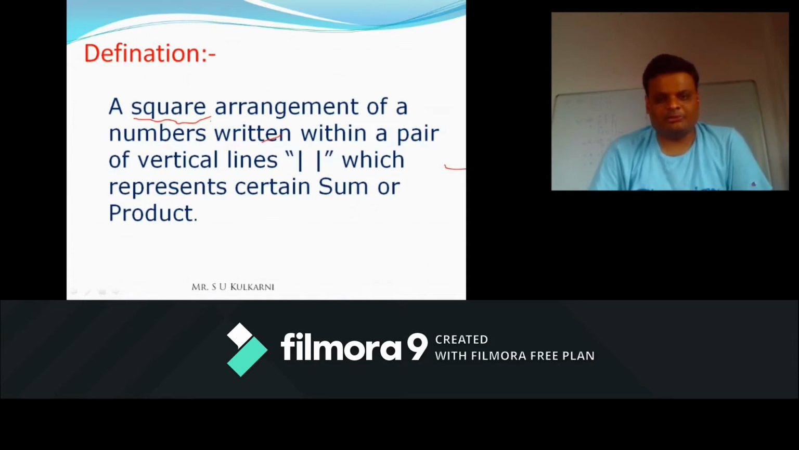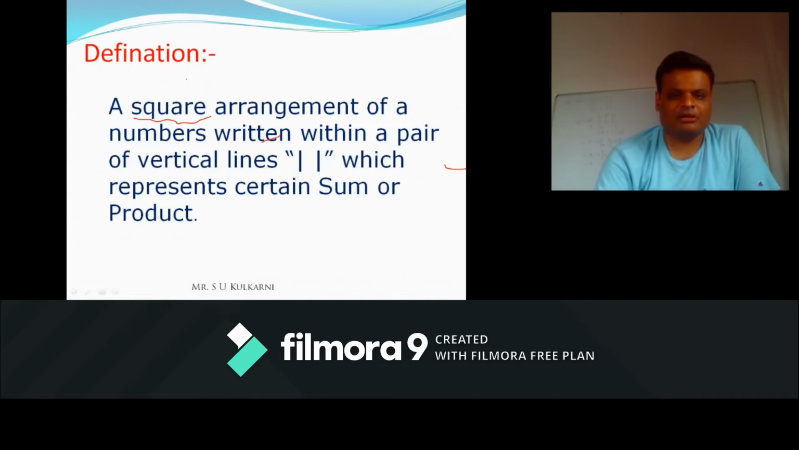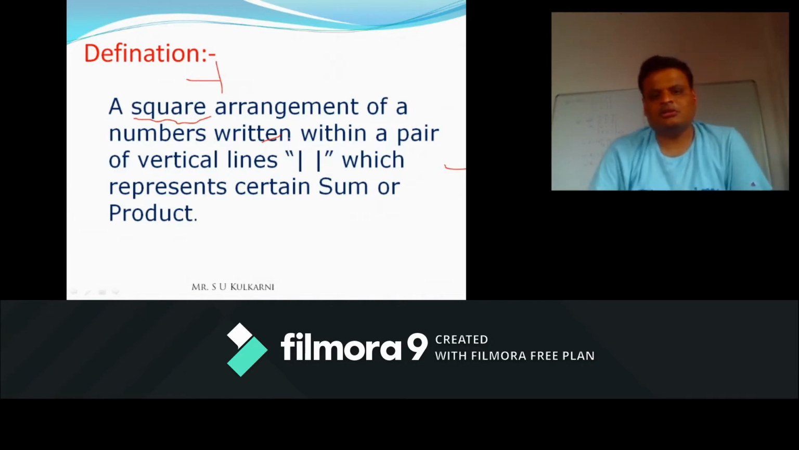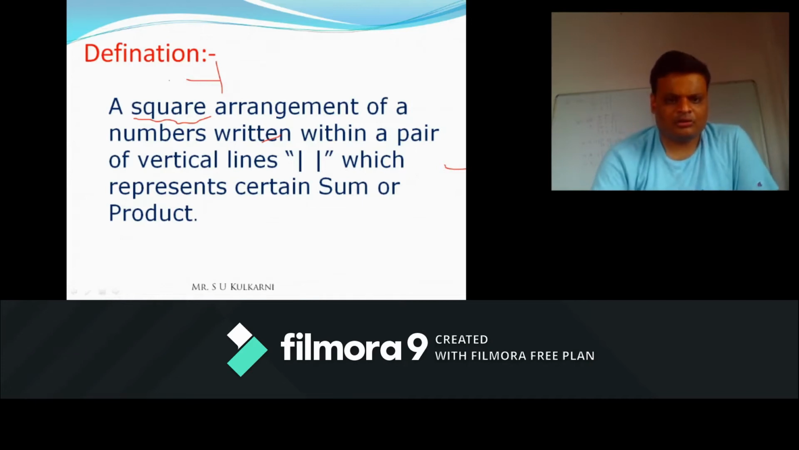Now what is meant by square? That means the length and breadth must be the same. That is the property of a square, right? That means you have the same length and the same breadth. What is meant by length and breadth, we will see in the next few slides. So it is a square arrangement. Up to this slide, only remember this word, that is square.